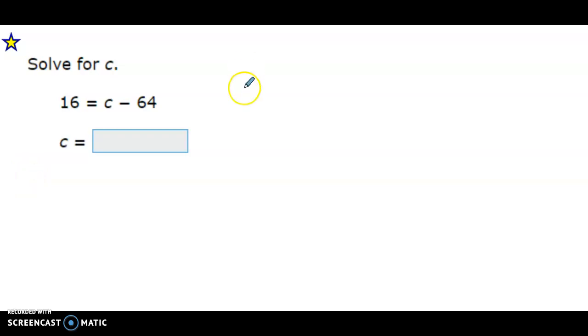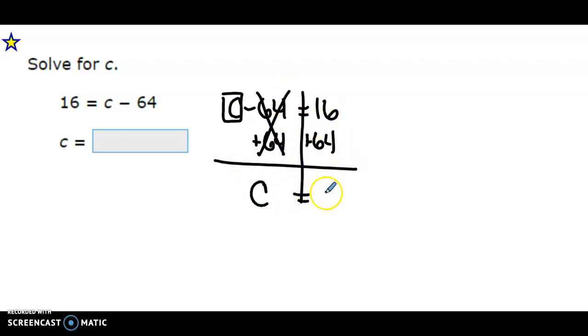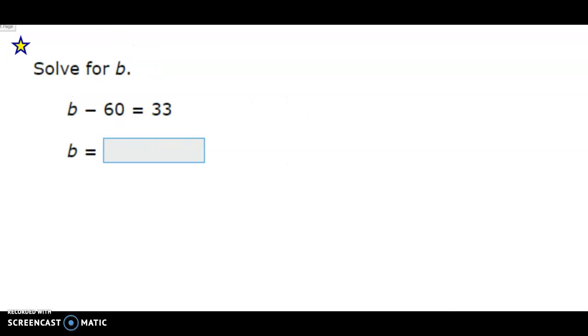Okay, hopefully what you did, whether you switched it or not, I am going to switch it just because I find that most students do, is you get C minus 64 equals 16, split, isolate. This is a constant, it's a negative 64, so we add 64 to both sides. That will eliminate that, leaving us with just C equals 80, and hopefully that's the answer that you got. All right, on to the next question.